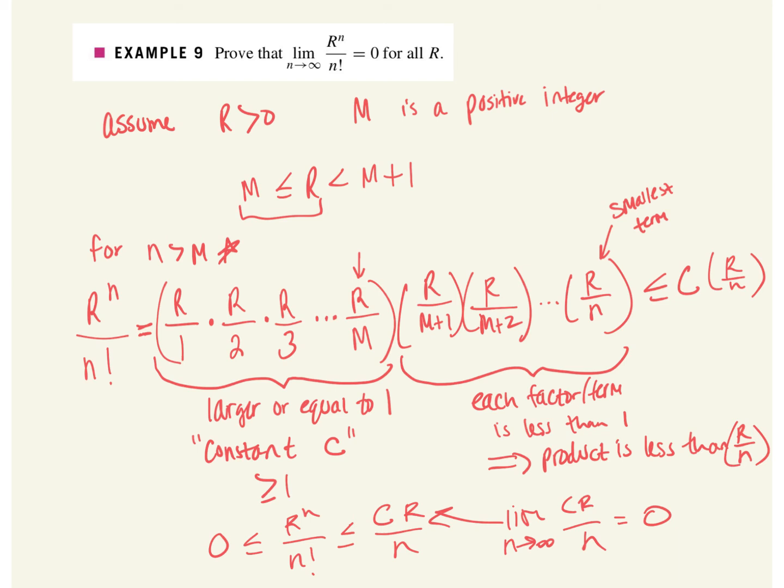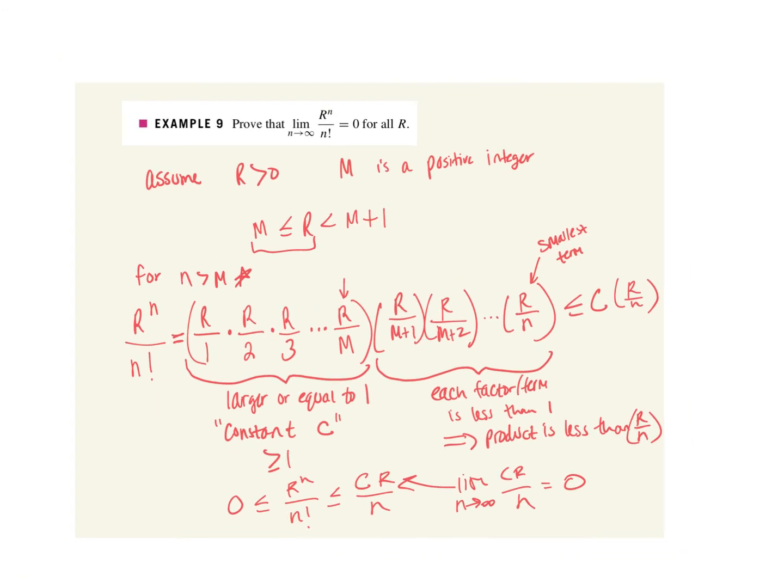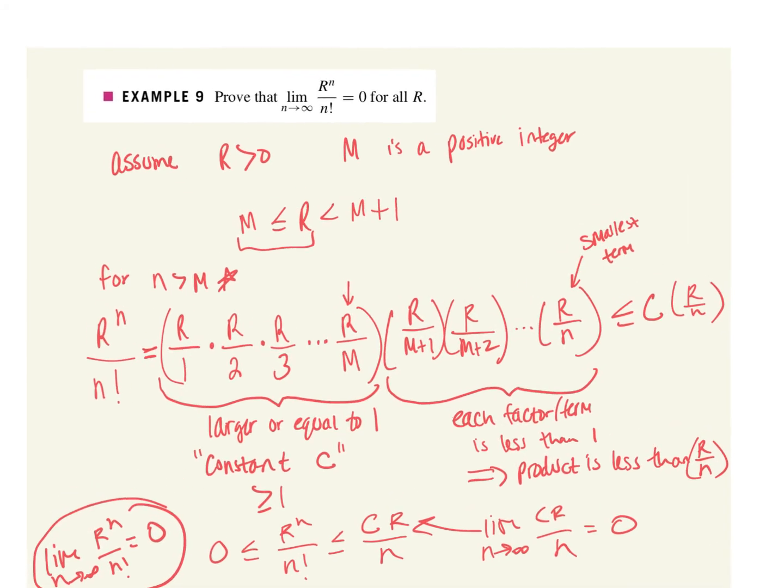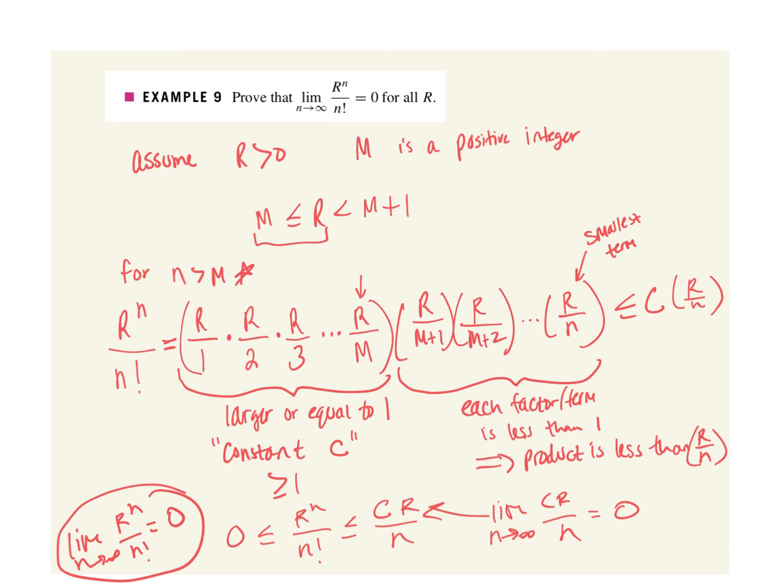And if both sides of that inequality sign are 0, the squeeze theorem then proves that the original limit, as n approaches infinity of r to the n power over n factorial, is also 0. I'm running out of space. Just a couple more examples.